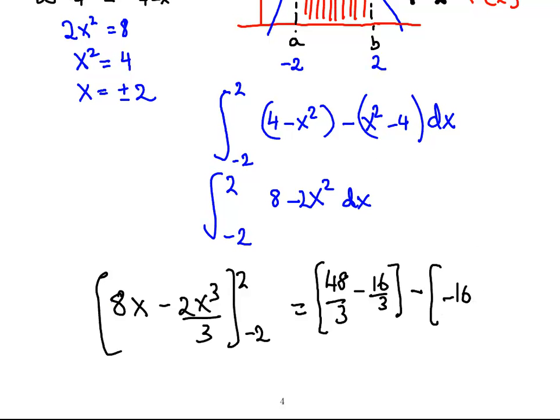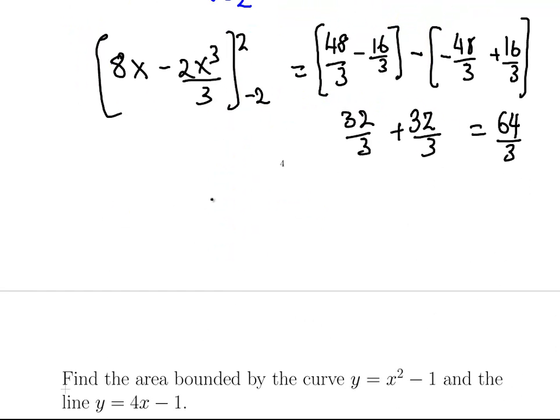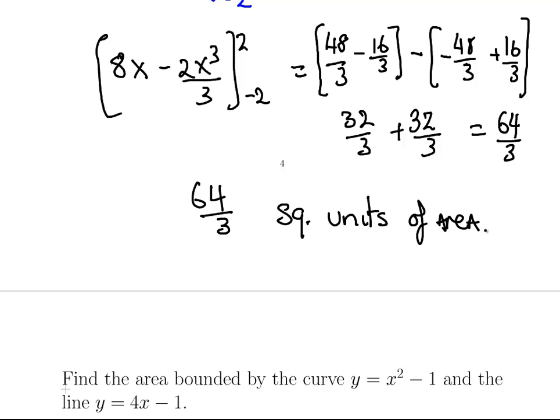And again, let's just change that to something over 3. So that's minus 48 over 3, plus 16 over 3. Okay, so what we have here is 32 over 3 plus 32 over 3, and that is 64 over 3. I don't really have room to write it in there, but square units. 64 over 3 square units of area. Okay, so that's the answer to the first one.